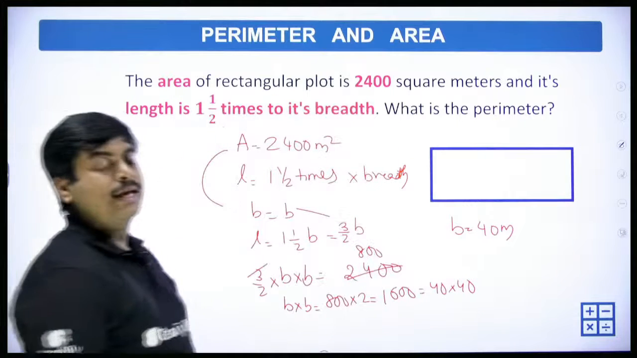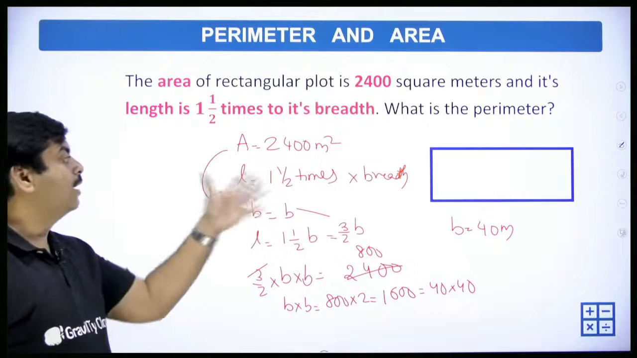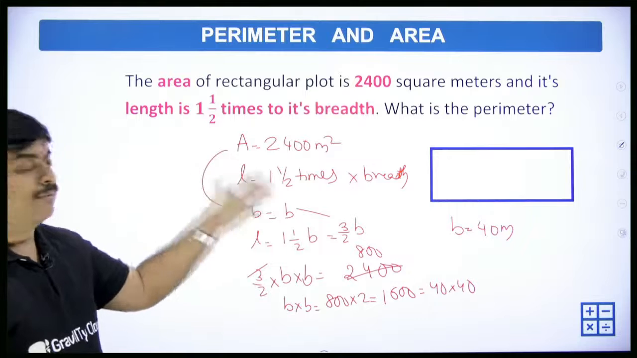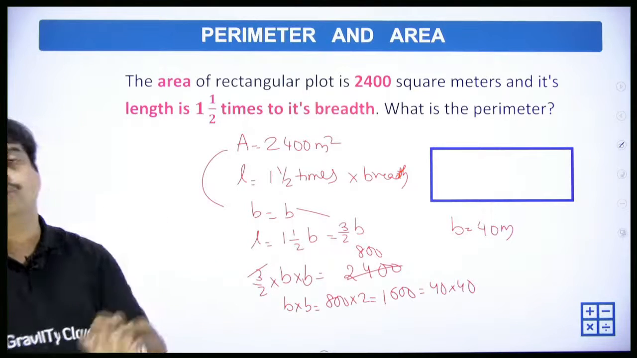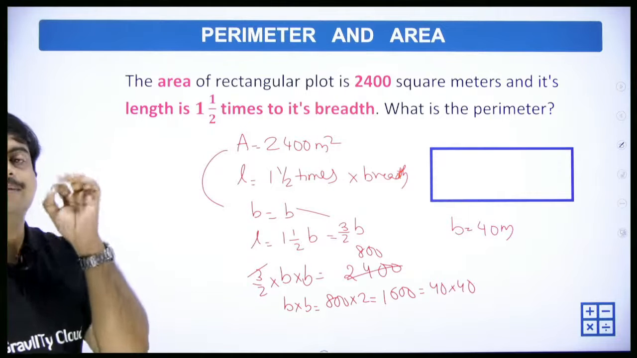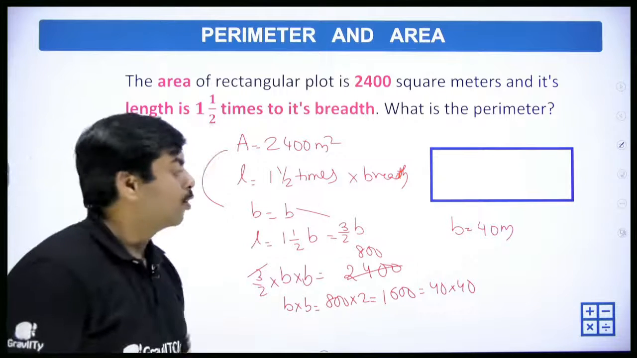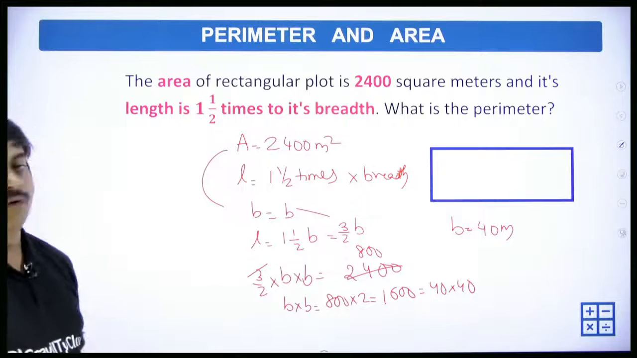Breadth is 40 meters. From there you can try to find 1.5 times, which is the length. From there, if you multiply these two, you'll get the area. And sometimes mistakes do happen. I'm saying again, sometimes mistakes do happen. Just please cross check all this and then we can move forward, right?